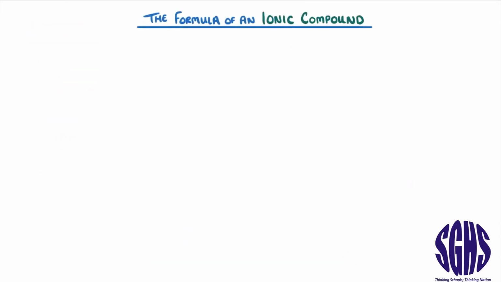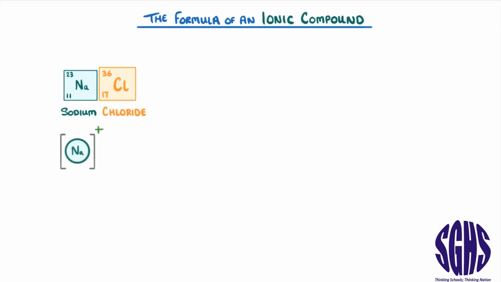The last thing we need to look at is how to determine the formula of an ionic compound. When we looked at sodium chloride earlier, we saw that the sodium had a 1+ charge, and the chloride had a 1- charge. So to balance each other out and become neutral when they combined, we just needed one of each. And so the formula would be NaCl.